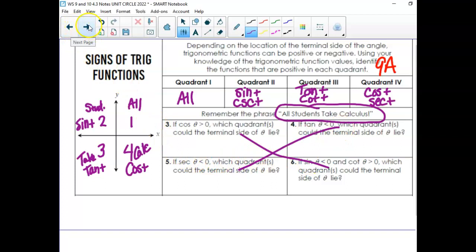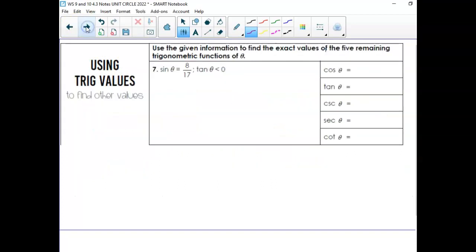Okay, we already did these 4 questions. I'm not going to go there today. But I wanted to revisit that stuff because now we have to figure out what quadrant to draw this in, starting down here with number 7. It says the sine is a positive 8/17 and the tangent is less than 0, which means it's negative.